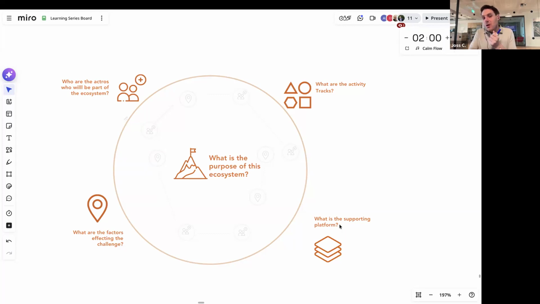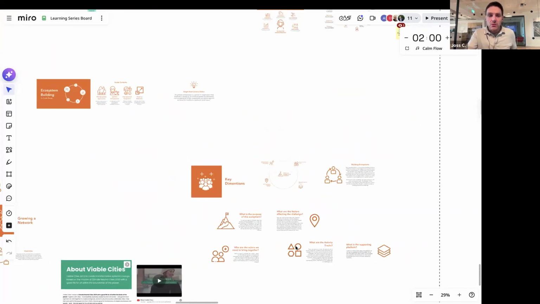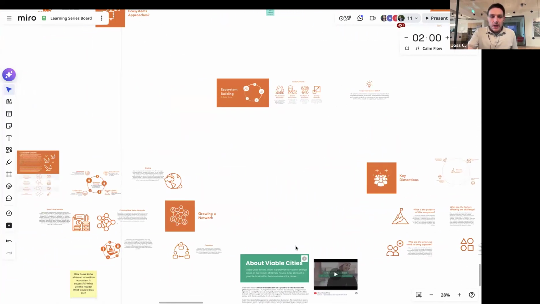So that's a little model for thinking about different dimensions here. We'll be using it in a minute in our workshop. You'll find some more of the details there. I won't go into it now. We'll talk more in a minute.